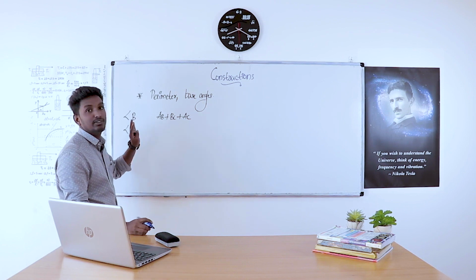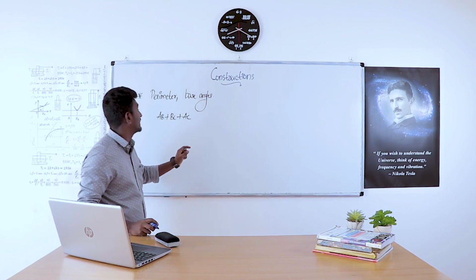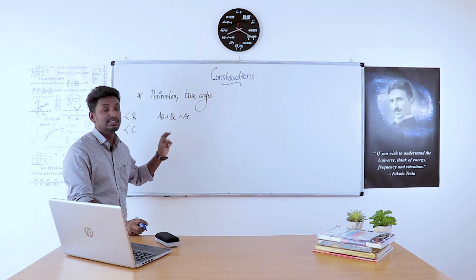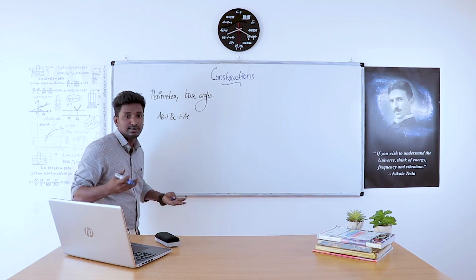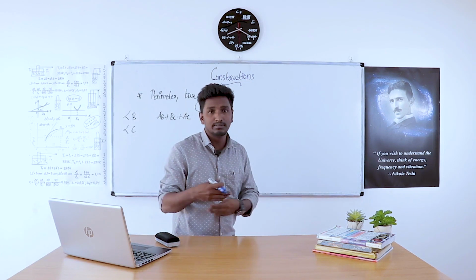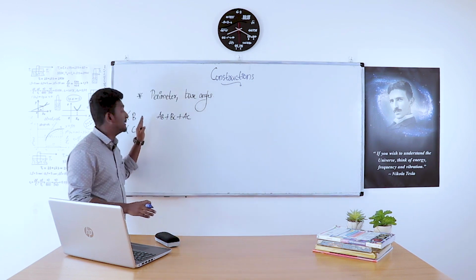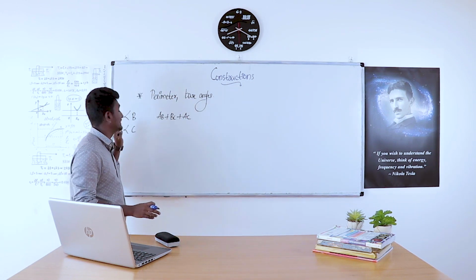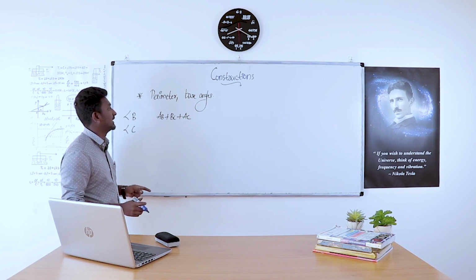This is the condition given in your question, and you have to draw a triangle. AB plus BC plus AC, that is the perimeter. That means the perimeter is given as something like 20, 30 or 40, and the two base angles, angle B and angle C, are given. How will you draw the triangle?